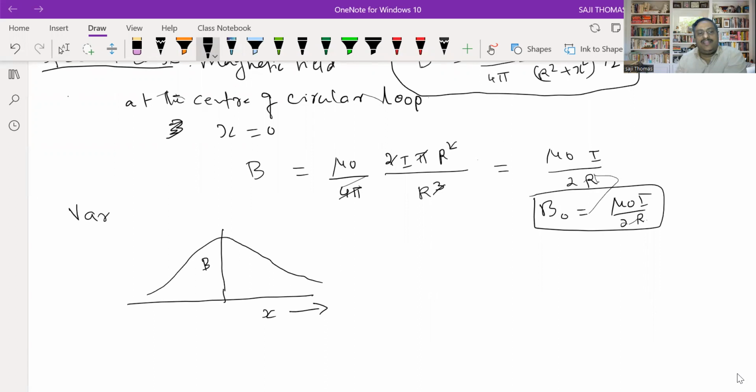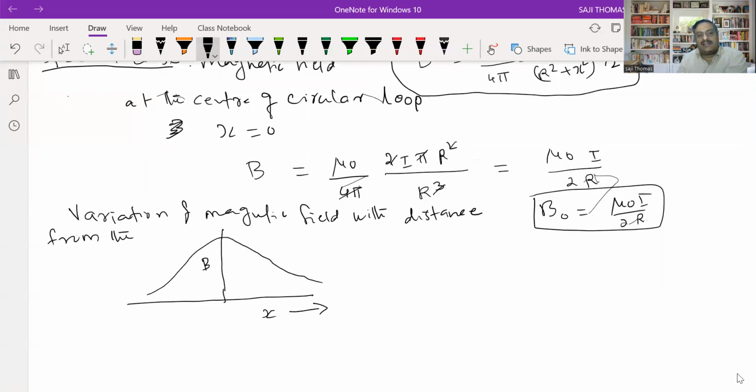This is the graph showing variation of magnetic field with the distance from the center of the circular loop.